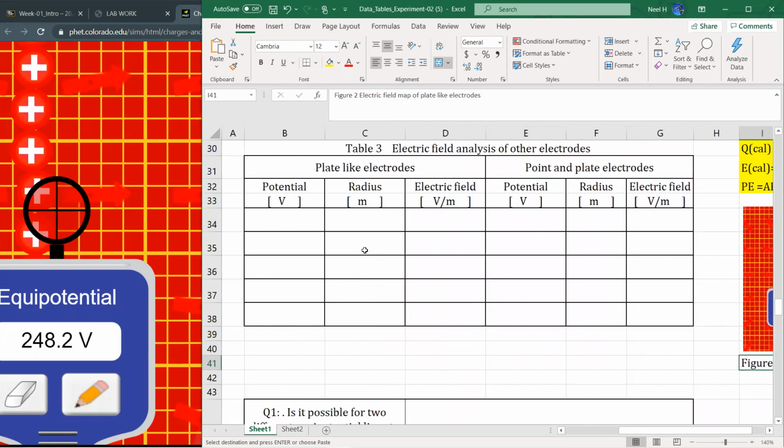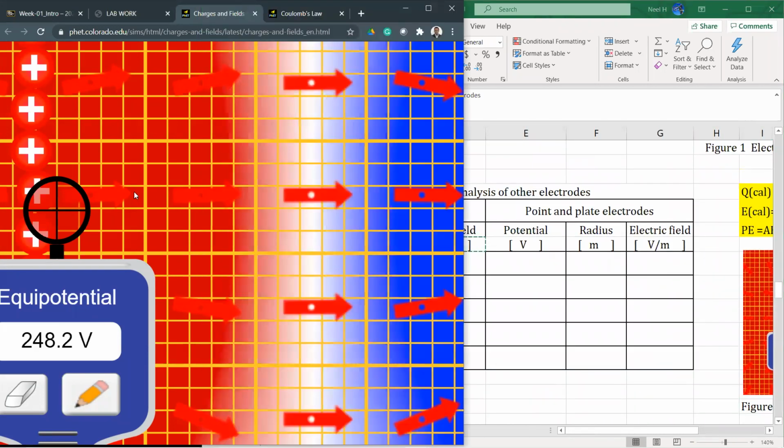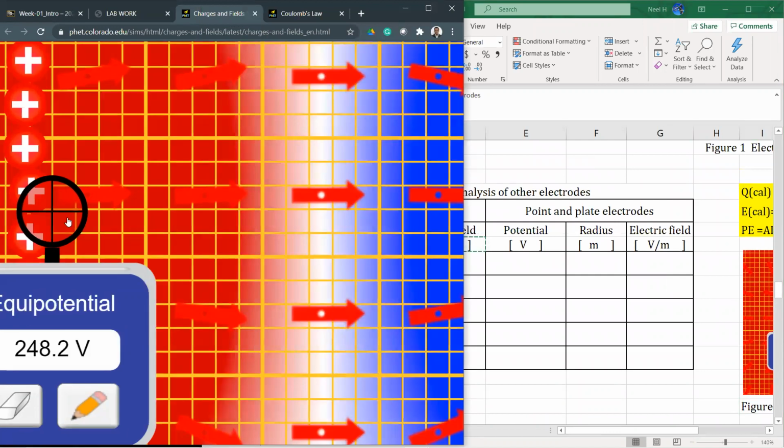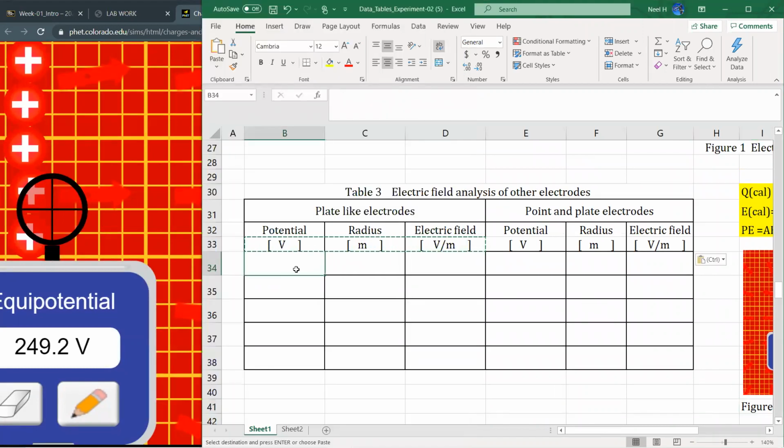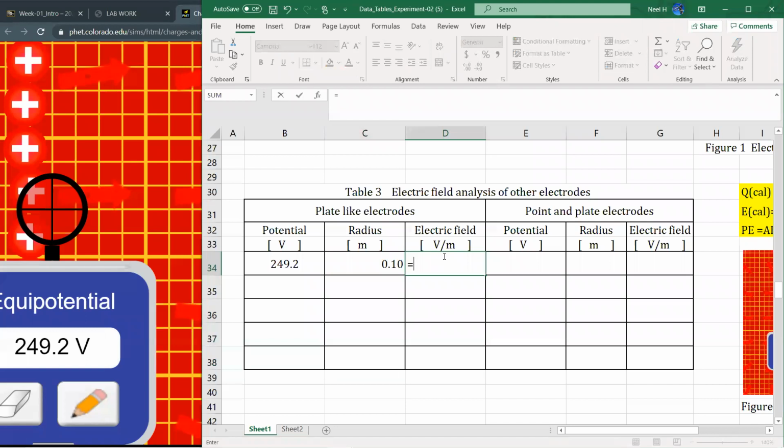All right, then we'll do the voltage measurement. You can zoom in on the picture, that makes it easier to measure. 10 centimeters away, 249.2. 249.2, 10 centimeters away. Maybe I should keep 1 extra decimal place for the radius, because the electric field is actually the ratio between them.